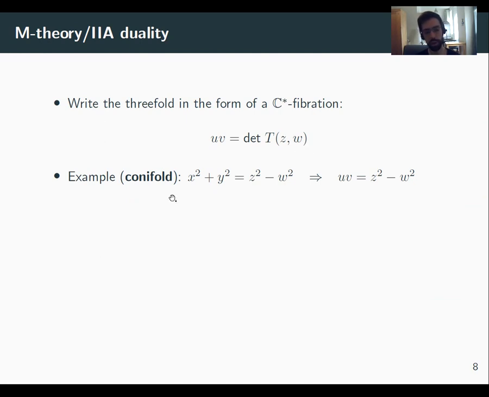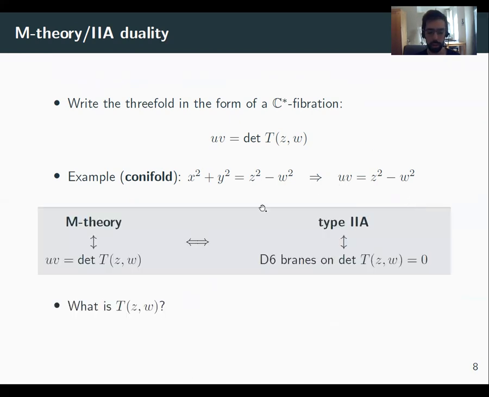So for example, for the conifold, we have that, but just by changing variables from X and Y to U and V, we obtain the desired form. The relationship then is the following. We have M theory built on this threefold, UV equals determinant of T, of this matrix T.